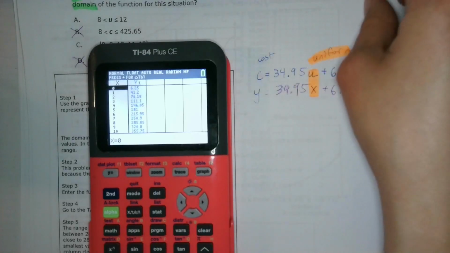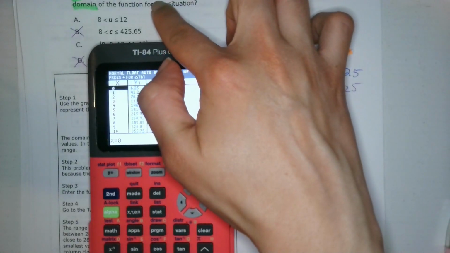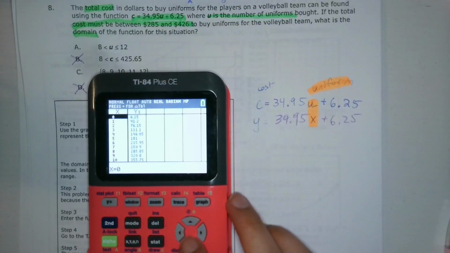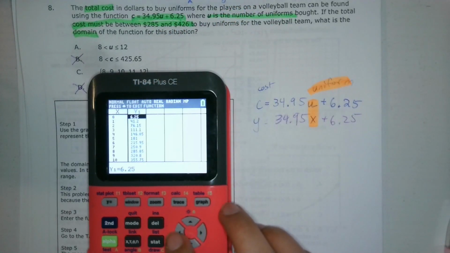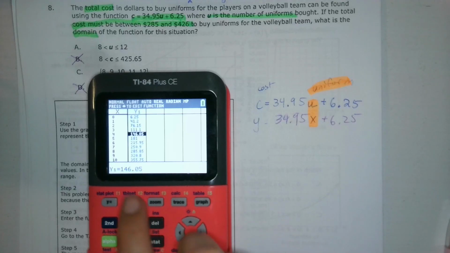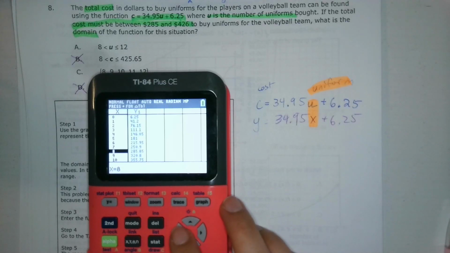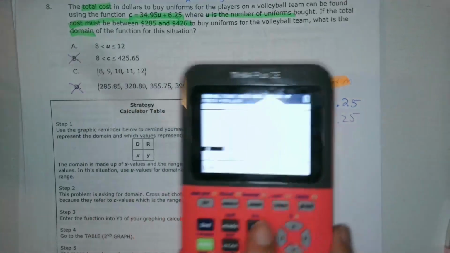If I read it over here, it says the total cost must be between $285 and $426. So if I look at my calculator, we're going to look at the cost to see when that starts. Well, we're not going to look at $625. We want to go all the way to $285. So as I keep going, you can see the numbers down here as well. This is $146, $181, $215, still too low, $250, hey, $285. So we are starting at this point. How many uniforms gives us $285.85? It's 8. So we know our answer starts with 8.